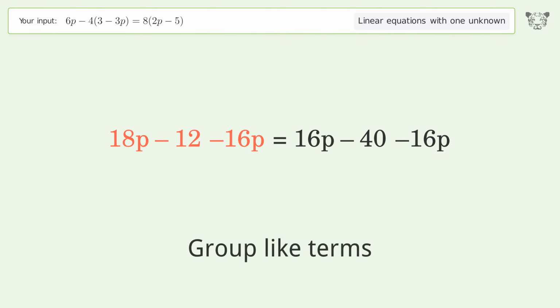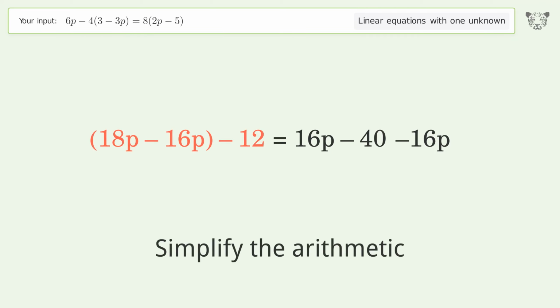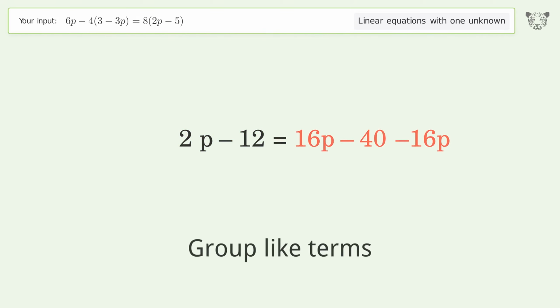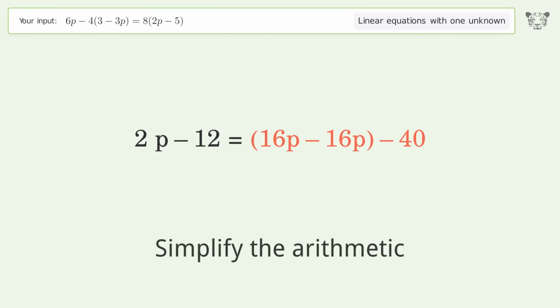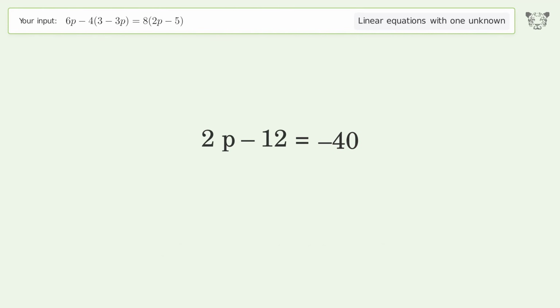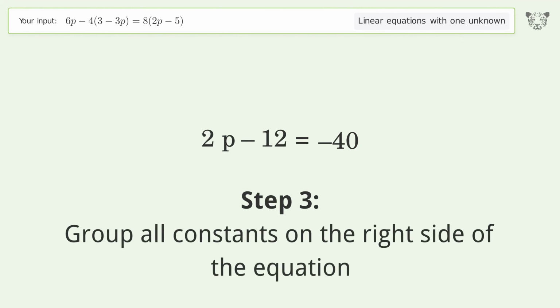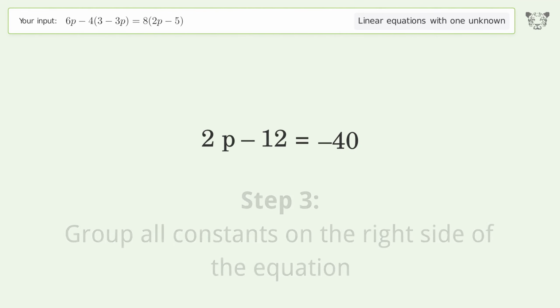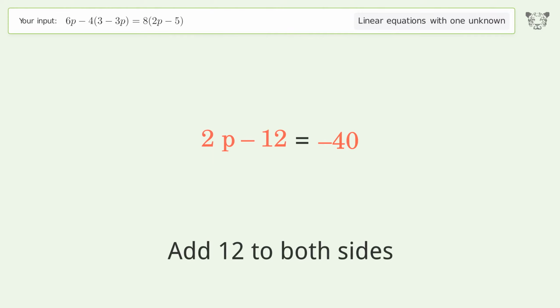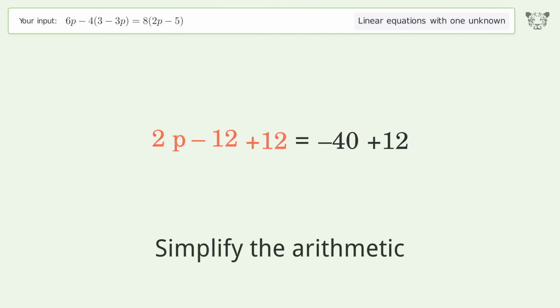Group like terms. Simplify the arithmetic. Group like terms. Simplify the arithmetic. Group all constants on the right side of the equation. Add 12 to both sides. Simplify the arithmetic.